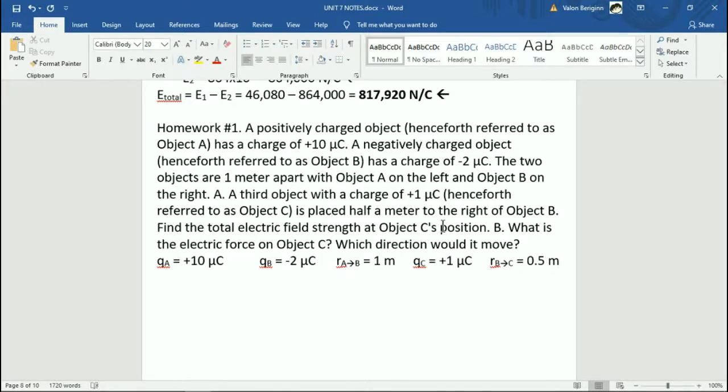Okay, because what would the field strength be at C's position created by C? Well, it would be infinite, right? If we're talking about specific answers, because what's the distance from object C to object C? 0, right? And you always divide by the distance. So, yeah, that doesn't really work. So what we need is the field from A.